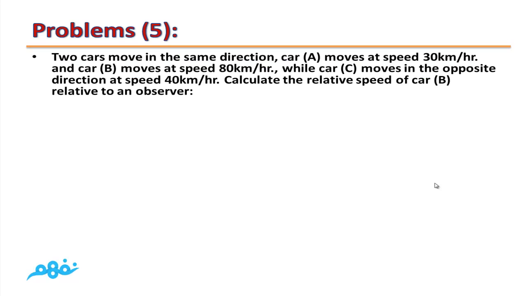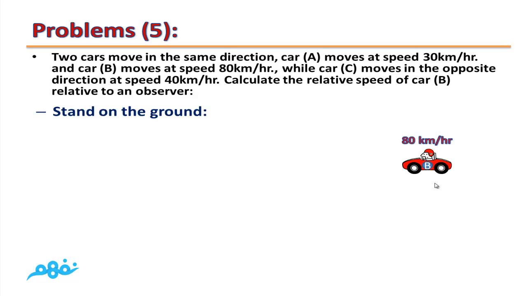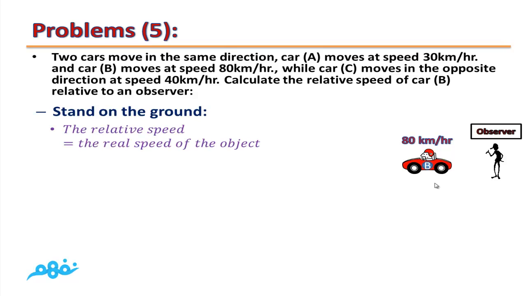Problem number 5. Two cars move in the same direction. Car A moves at speed of 30 kilometers per hour and car B moves at speed 80 kilometers per hour, while car C moves in the opposite direction at speed of 40 kilometers per hour. Calculate the relative speed of car B relative to an observer, number 1, who stands on the ground. We have car B which moves with a speed of 80 kilometers per hour, and we have our observer. According to this point, he is at rest, so the relative speed in this case equals the real speed of the object, equals 80 kilometers per hour.